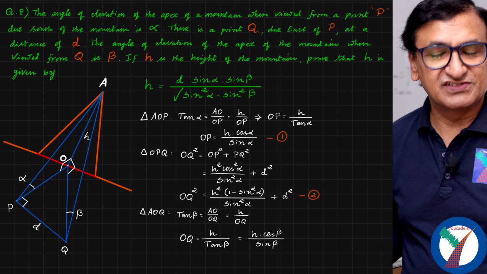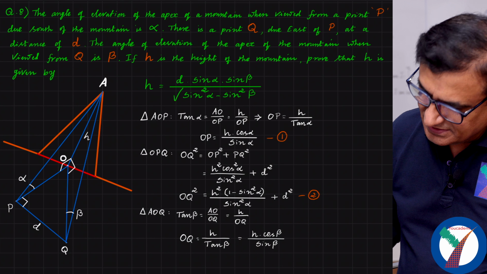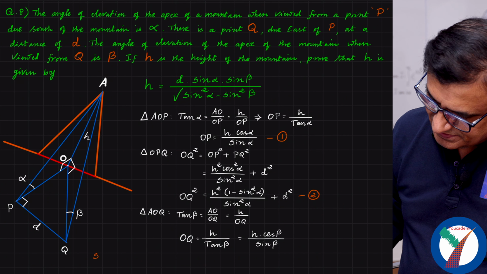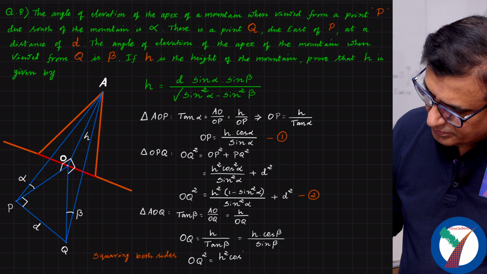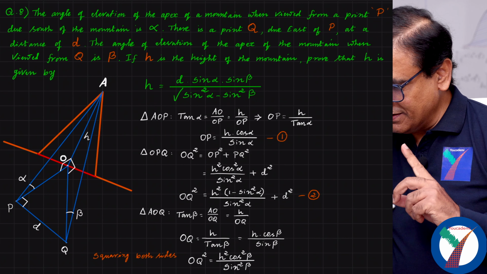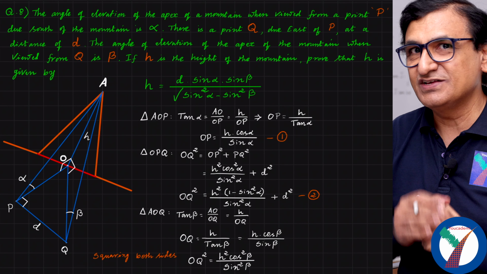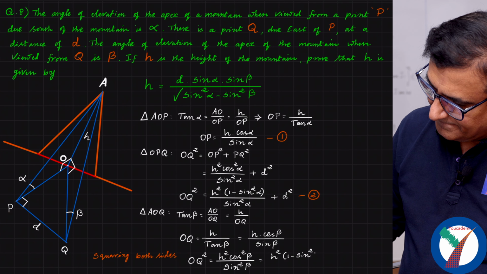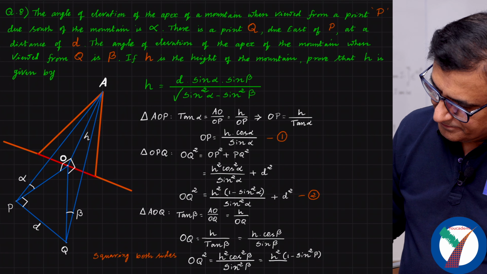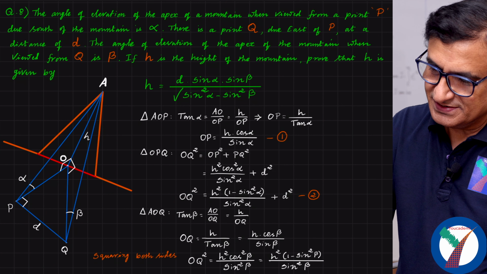Now let us square both sides so that we have an expression for OQ square. So OQ square would be, squaring both sides, as shown. Okay, now again here I don't want cos, so I want to convert it to sine. Therefore, I'm going to write cos square beta as 1 minus sine square beta. Let me call this expression equation number 3.